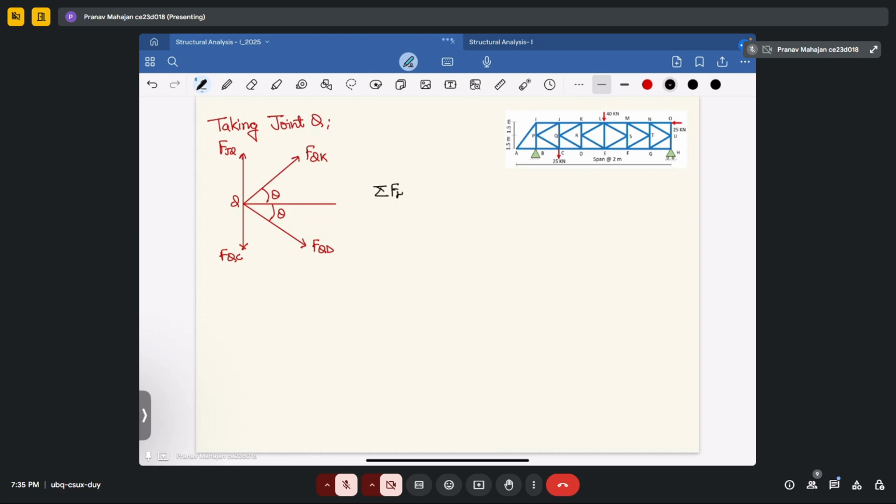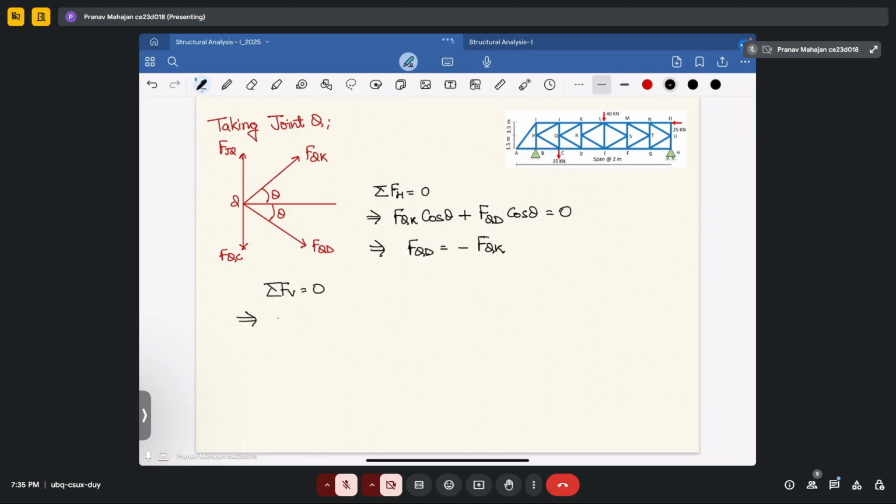Okay. Now we'll write summation of horizontal forces equal to 0. That will give you FQK cos theta plus FQD cos theta to be equal to 0. That will give you FQD equal to minus FQK. Now, how will you determine another force? Using summation of vertical force to be equal to 0.